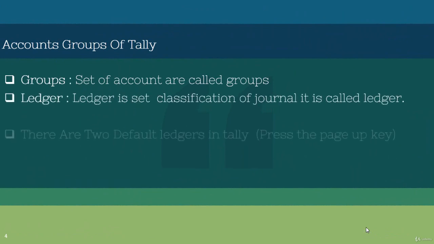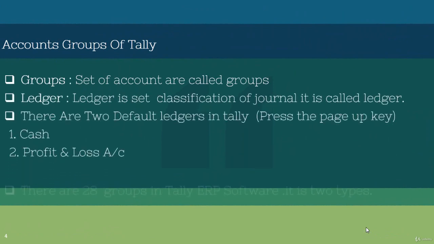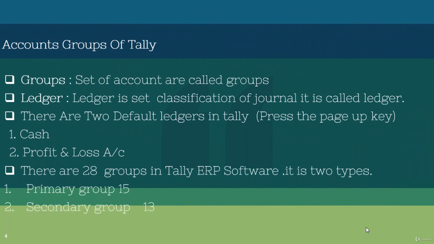And if you look at the account groups in Tally, there are two types of groups available in the Tally software. The first one is the primary group, and the secondary group we are going to study in the next slide. Now, what is a group? A group is a set of accounts. The set of accounts is called a group, and then we are going to learn what a ledger is. A ledger is a set of classifications of the journal.